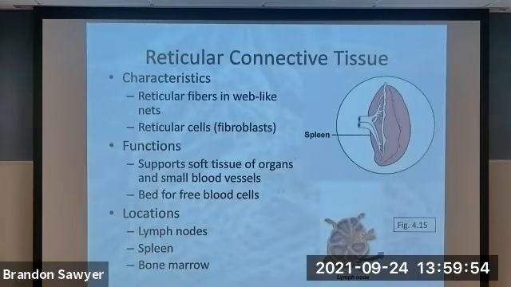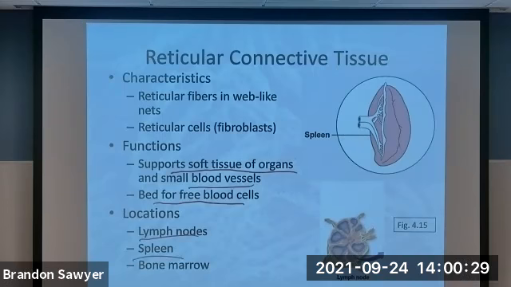All right, reticular connective tissue. A couple of its functions: it supports soft tissue of organs as well as small blood vessels, and it creates a bed for free blood cells. So we tend to find this connective tissue in organs where one of their functions is dealing with blood cells in one way or another. Lymph nodes, this is where we find our lymphocytes, which are a good chunk of our white blood cells. They spend a lot of time in the lymphatic system, and this connective tissue is a net for them to be in.